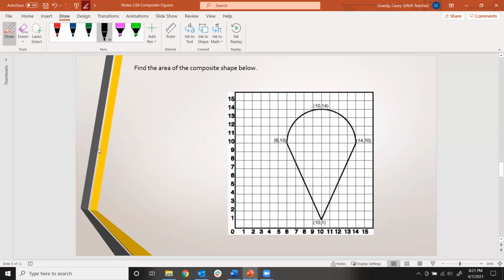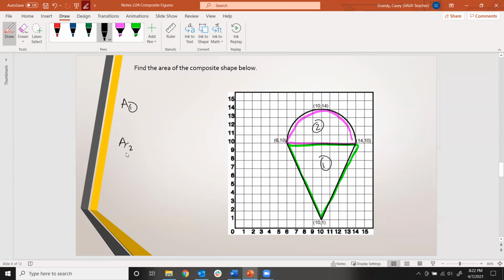All right, find the area of this composite shape. What shapes do you see? I see a semicircle, and I see a triangle. I'm going to call the semicircle shape 2 and the triangle shape 1. You could have had those flip-flopped, it doesn't truly matter.